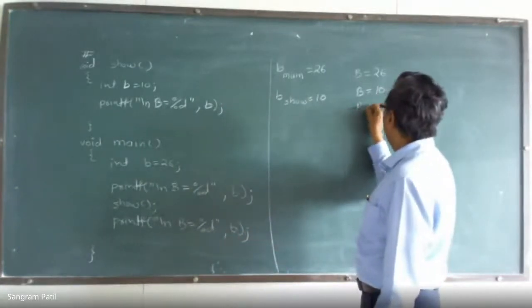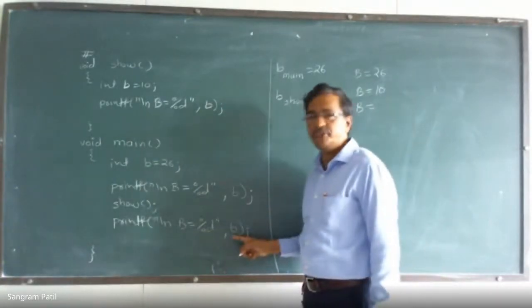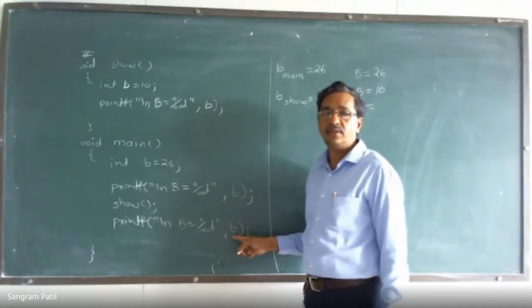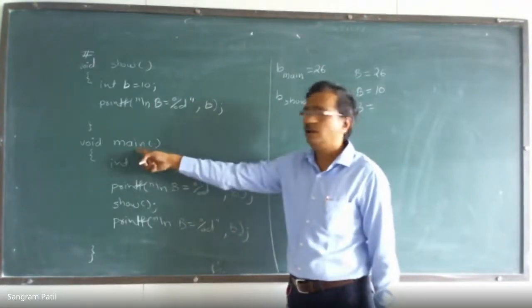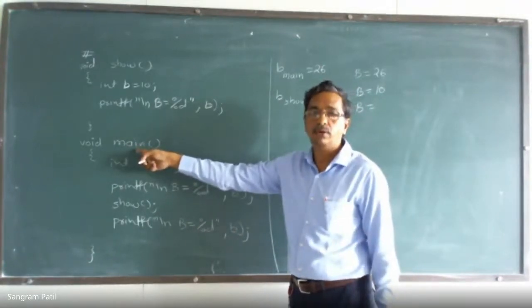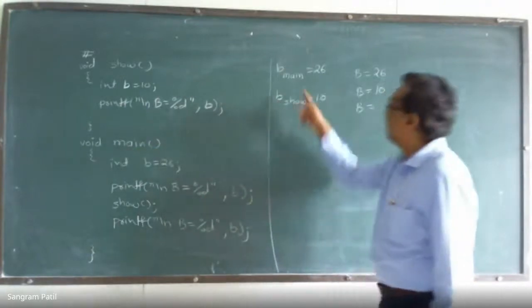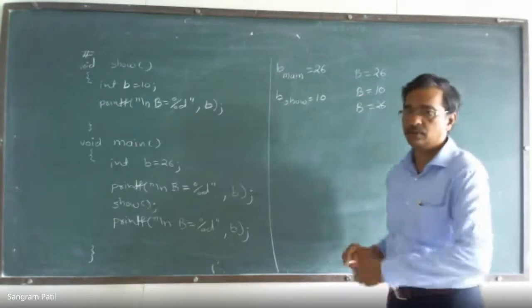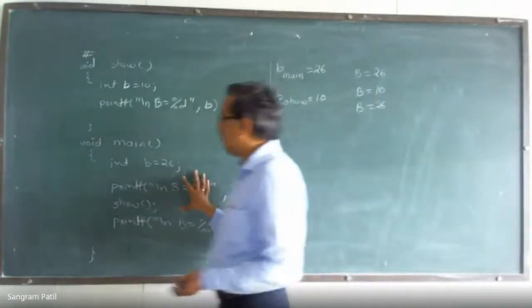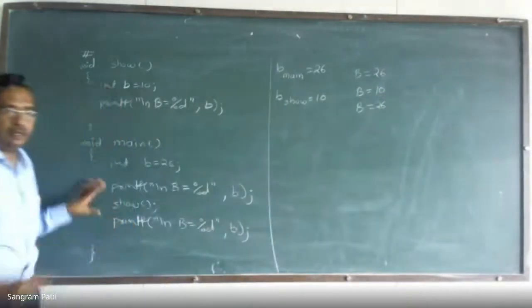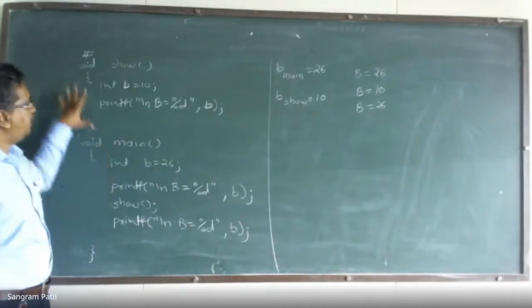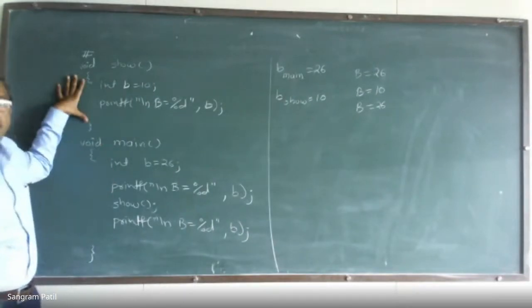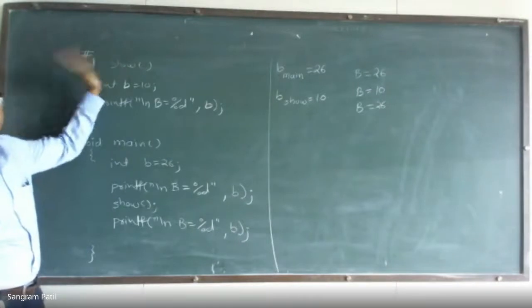Again, b is equal to percentage d. This statement we are using in the main, so it will check whether b is there for main. Yes, it is there for main, so it prints 26. So this is one local variable for the program main, and this is the b. This b is local for function show.